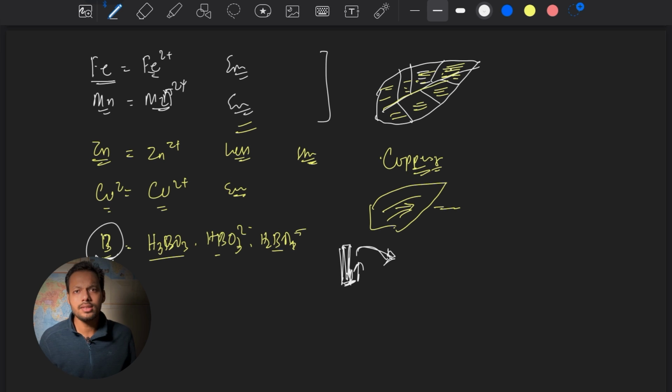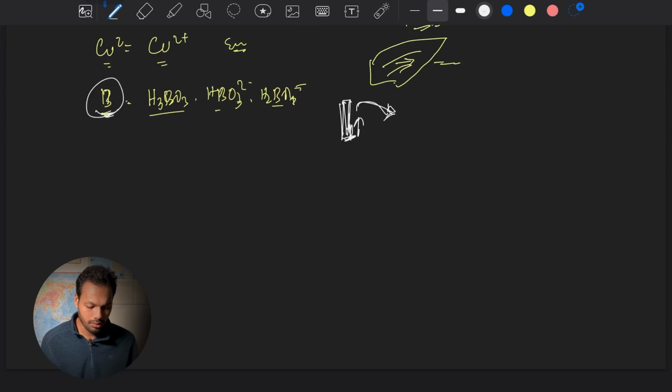When we talk about deficiency symptoms, these are the general deficiency symptoms. In general you will get this type of symptom, but the deficiency symptom varies from crop to crop. For monocot the deficiency symptom will be different, for dicot it will be different, and at what stage the deficiency comes is also important. Suppose it comes at a young stage, the symptom will be different. If it comes at an older stage or reproductive stage, the symptom will be different. So you have to remember like that.